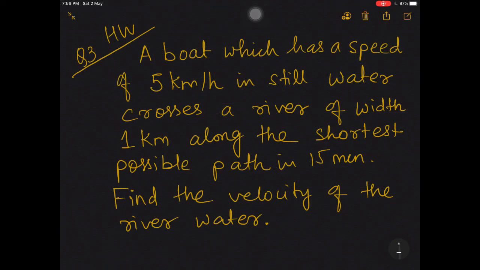Now here there is a third question for you. This question will be solved by you. I will not solve all the problems. So I am expecting all of you to solve this sum and comment your answer in the comment section.